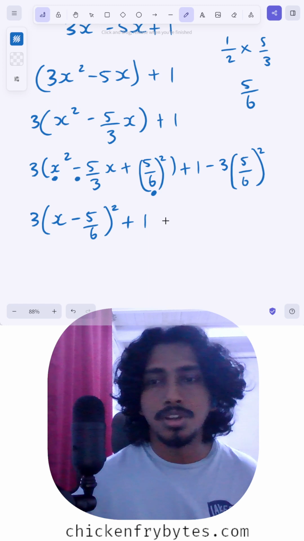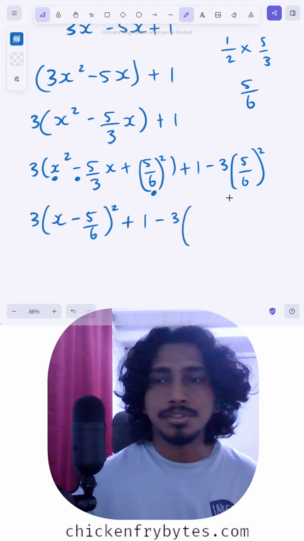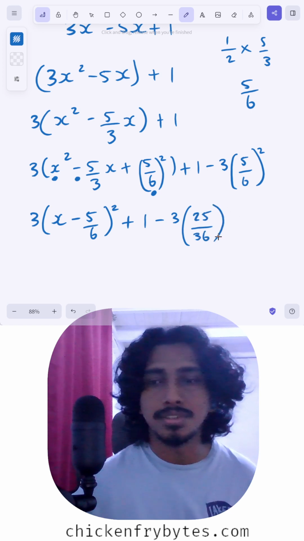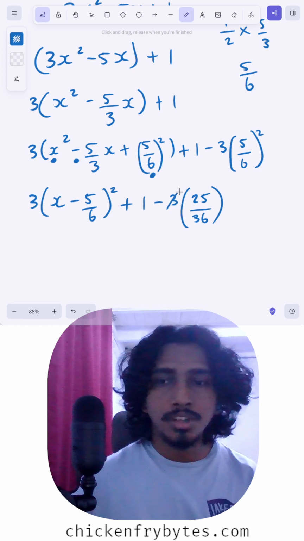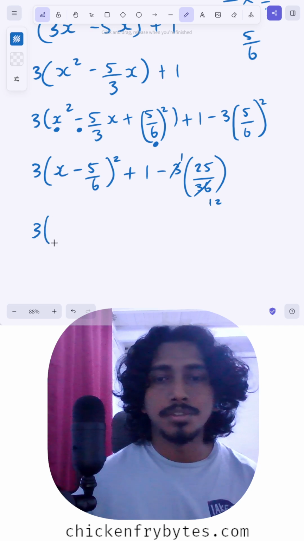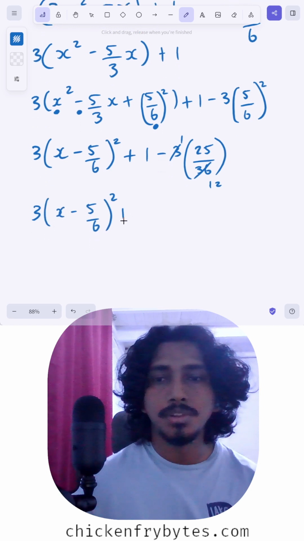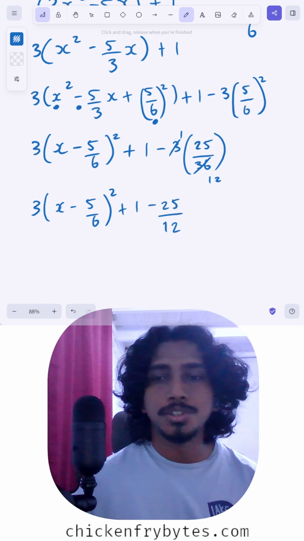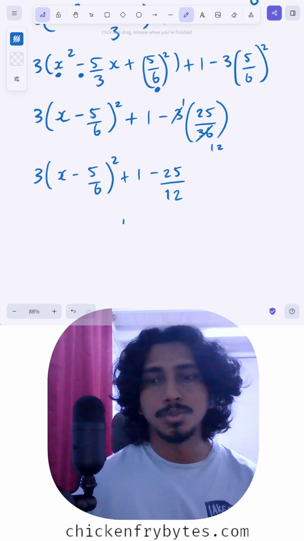And so we have plus 1 minus 3 into, well, we know when we have a fraction raised to a power, we can simply apply the same power to the numerator and the denominator. So 5 squared is 25, and 6 squared is 36. Right, we can say 3 into 3, 1, and 3 into 36, 12. So we have 3 into x minus 5 upon 6 all squared, plus we have 1 minus 25 upon 12, which breaks down to, we know that 1 is the same as 12 over 12.